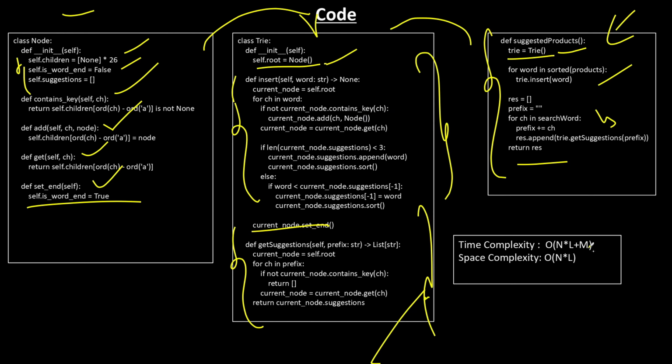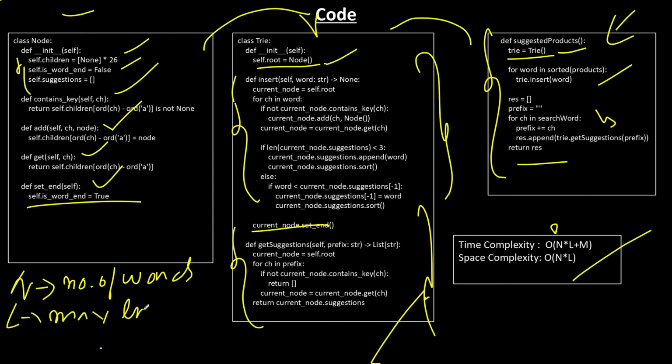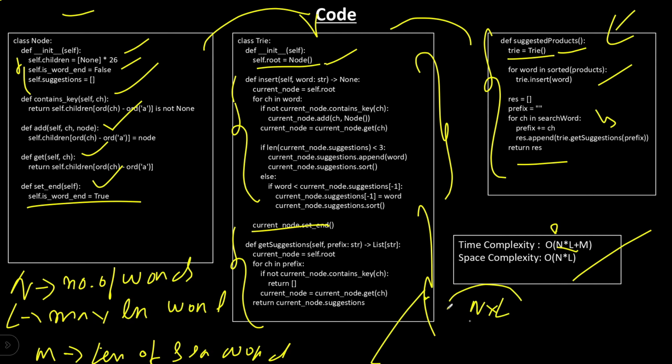So now let's understand the time and space complexity here. Here, n stands for the number of words. L stands for the max length of any word. M stands for the length of the search word which is given to us. So why is it n cross L first? Because inserting all words in the trie takes n cross L time complexity. Why? Because n is the number of words we are going to insert in the trie, and the length of each word will be L. That is why it is n cross L in the worst case scenario.